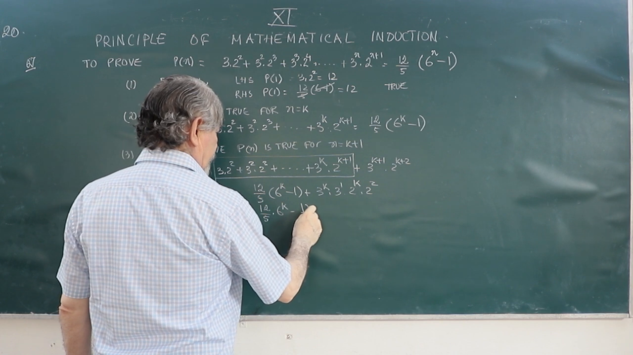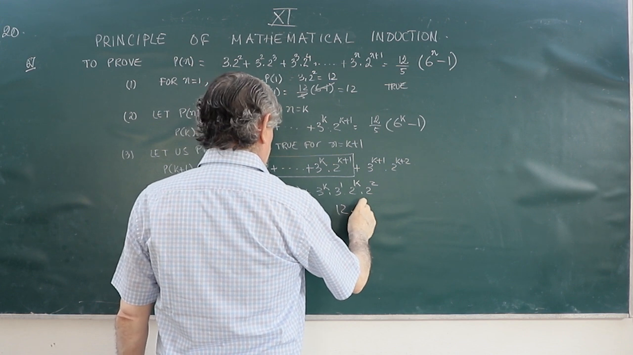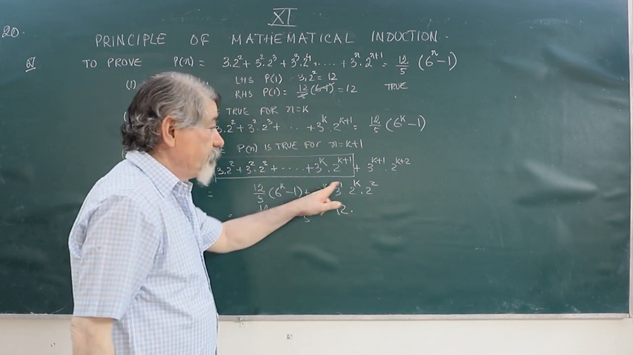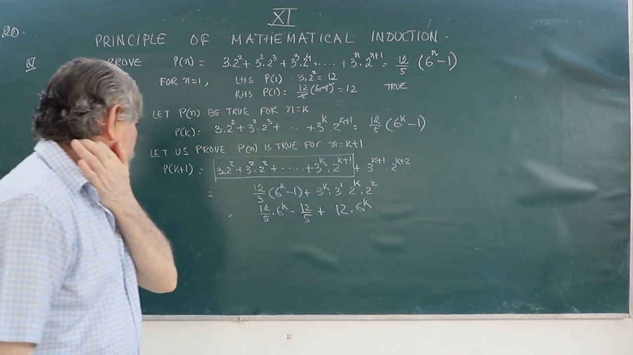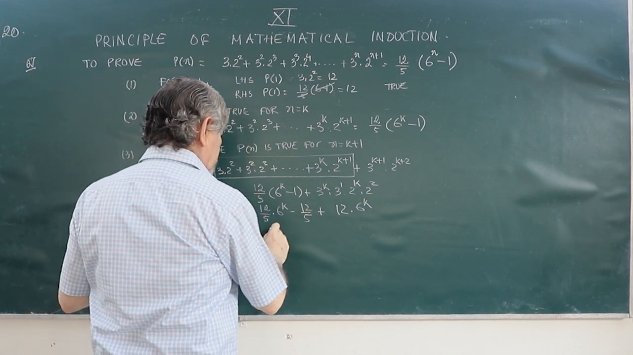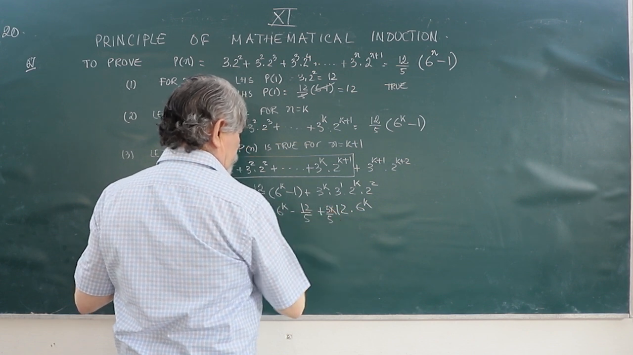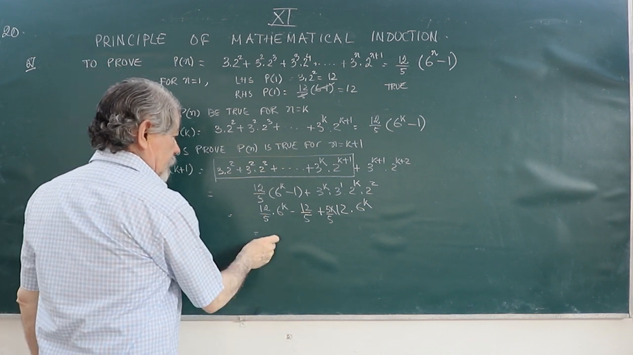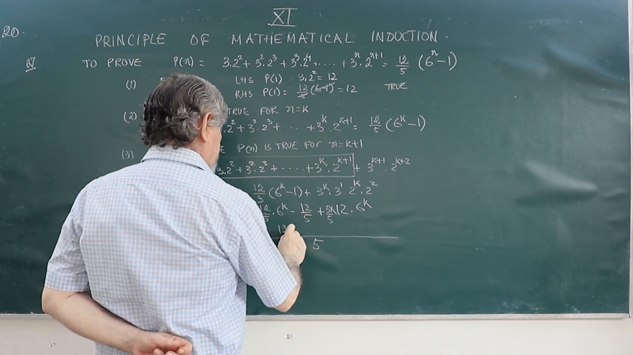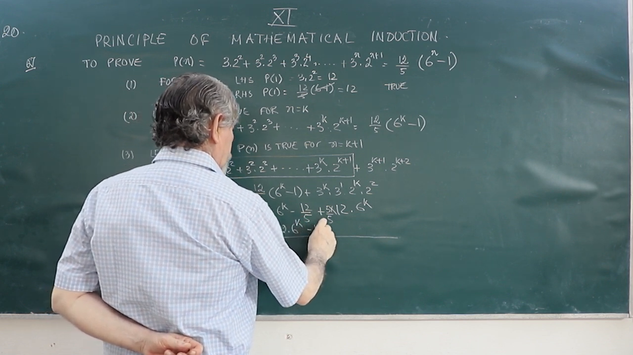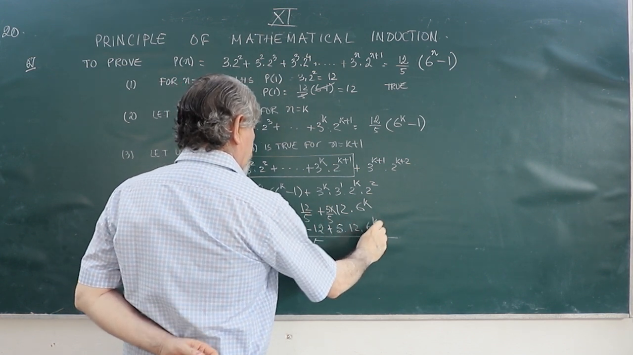minus 12 upon 5, plus 12. 3 into 4 is 12, and 3 and 2. Because powers are same, bases can be multiplied: 6 to the power k. Let's take 5 as LCM everywhere. Let's multiply it by 5 upon 5. So LCM will become 5. So it will become what? 12, 6 to the power k minus 12 plus 5 into 12, 6 to the power k.